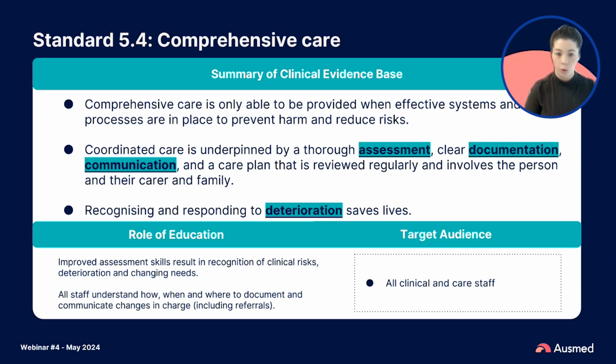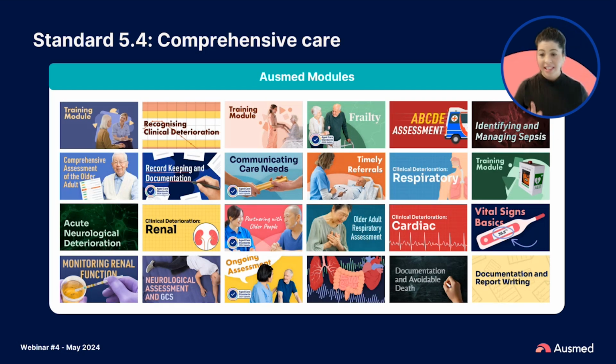And so if we have good assessment, good documentation, excellent communication, what does that enable us? It enables us to recognize and respond to deterioration, and that's what prevents harm and can save lives. So if you think about comprehensive care, boil it down to those 4 things. I think that helps you take the standard and actually think, all right, I get how I can apply this standard in practice. And so this is our bread and butter: assessment, documentation, communication.